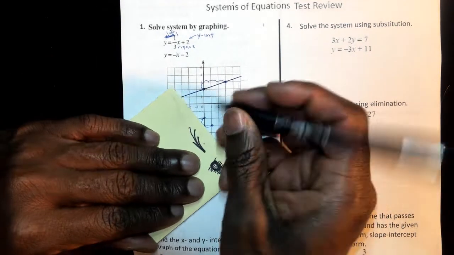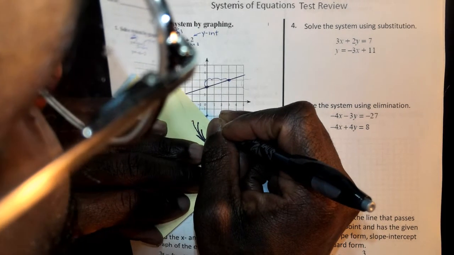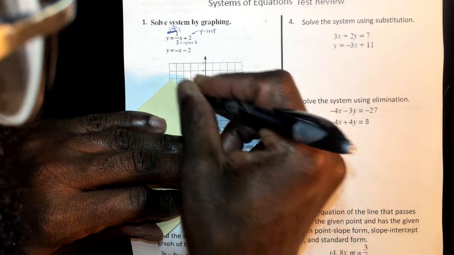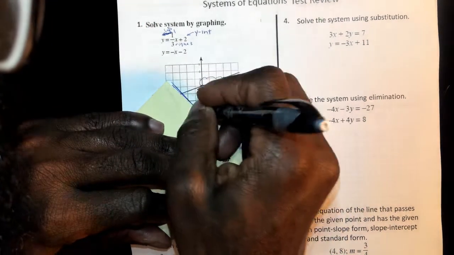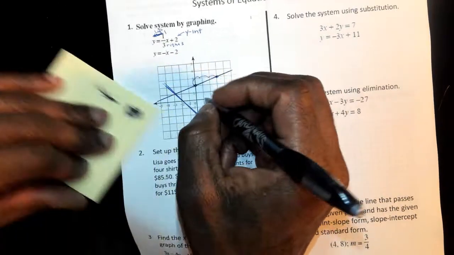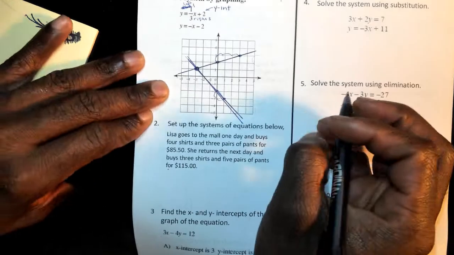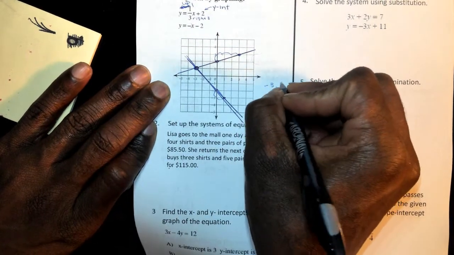All right, and so when we connect these points, whoa, that is not good. Hold up. All right, so our solution is the point of intersection there, which is (-3, 1).